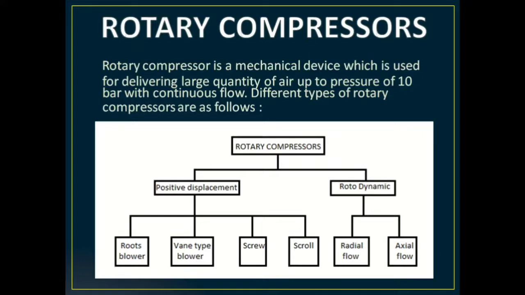Positive displacement compressors include root blowers, vane type blowers, scroll pumps, etc. Rotodynamic compressors are classified into two types: radial flow, which is also known as centrifugal compressors, and axial flow compressors.